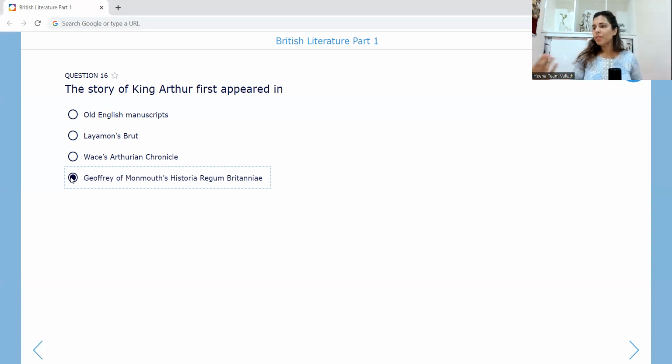Now, since these options, Annales Cambriae or Historia Brittonum, are not here, we will go with Geoffrey of Monmouth as the answer, right? So the story of King Arthur first appeared in Geoffrey of Monmouth's Historia Regum Britanniae. Easy? Easy. You have to call it easy after all the explanation we are giving you.